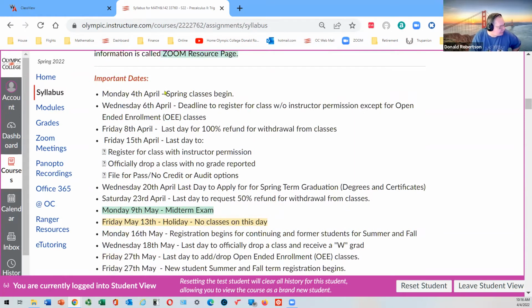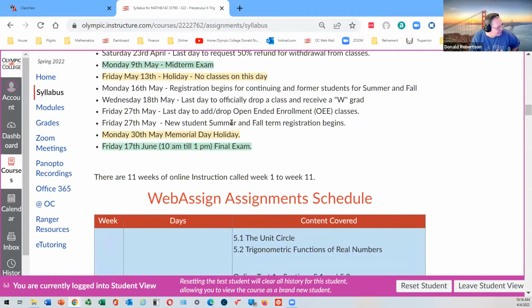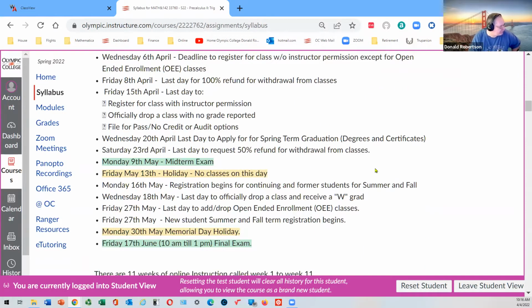And what are the important dates? Well, here are lots of dates. The most important ones, I think, are the holidays. So if you're superstitious, as I am, Friday the 13th is a good day to have off, because only bad things happen on Friday the 13th if you're superstitious like I am. Monday the 30th is a holiday. I believe that's the only two that we have.